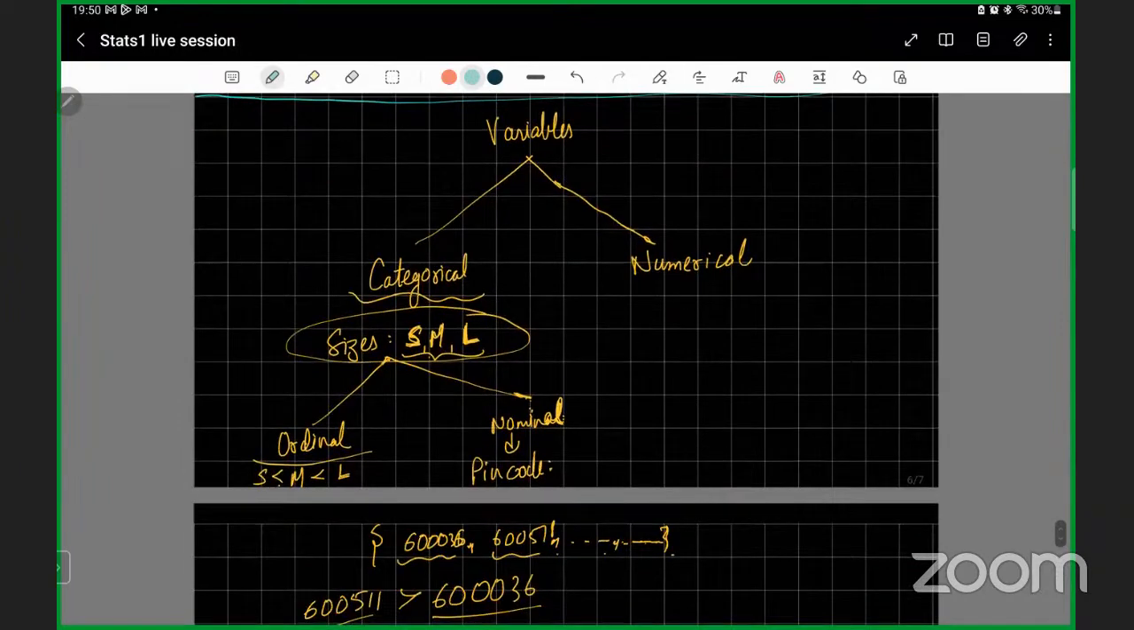Let's come here. So in case of numerical variable, you have two scales of measurement. One is interval, and the other is ratio. The only difference that comes in these two scales of measurement is that in case of ratio scale of measurement, zero is absolute zero. I mean, there you take zero to be absolute zero.